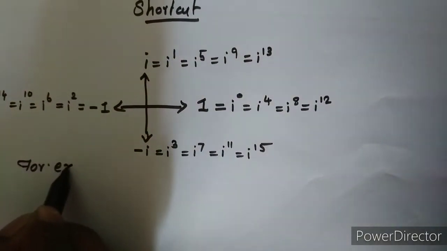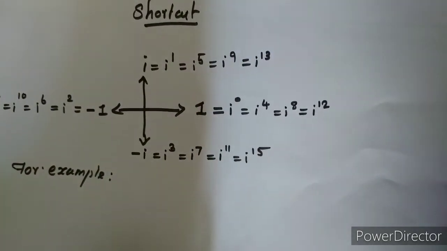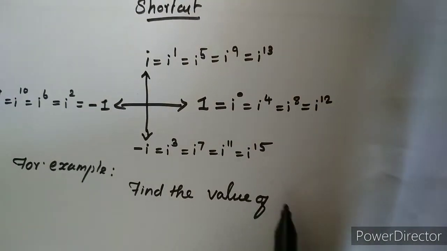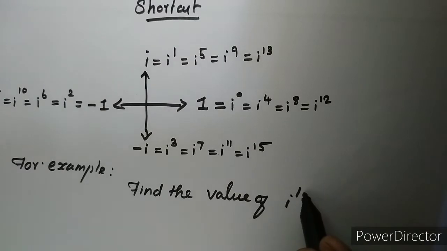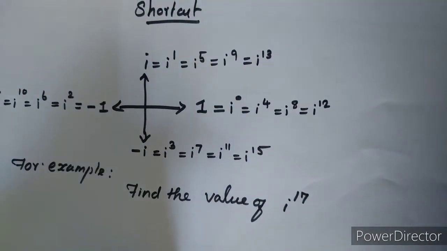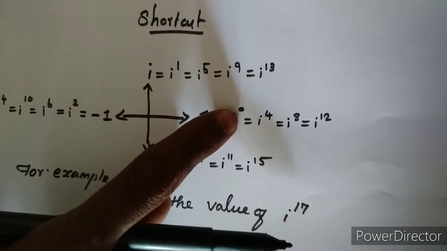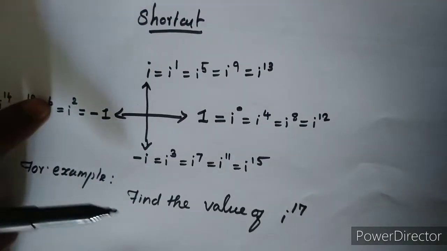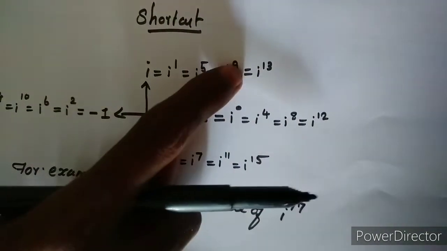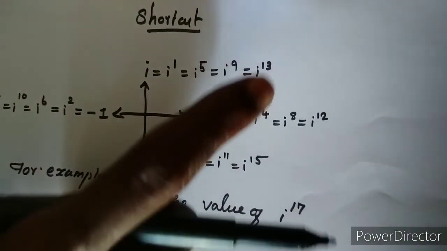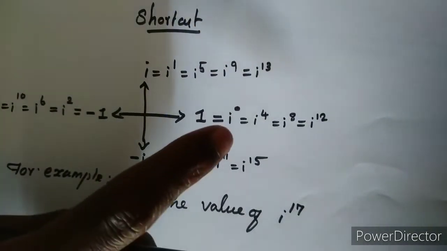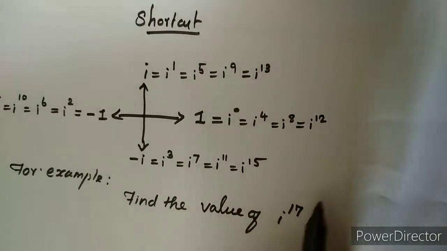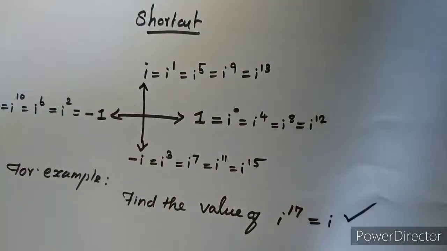Okay. Now let us consider one example. Find the value of i power 17. Write the question. Find the value of i power 17. So i power 0 starts with 1, then i power 1, i power 2, i power 3, i power 4, 5, 6, 7, 8, 9, 10, 11, 12, 13, 14, 15, 16, 17. So i power 17 is i. So that is equal to i. The problem is over.